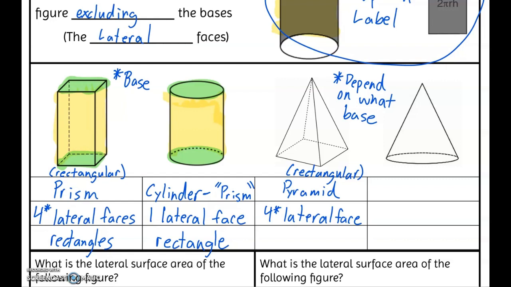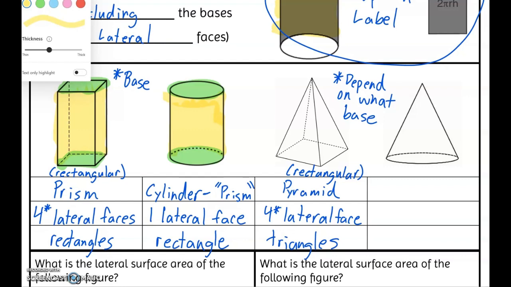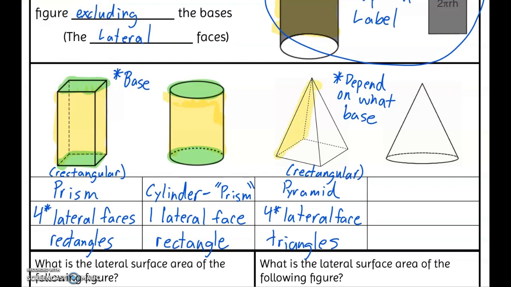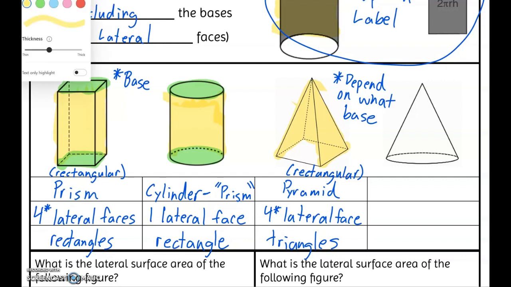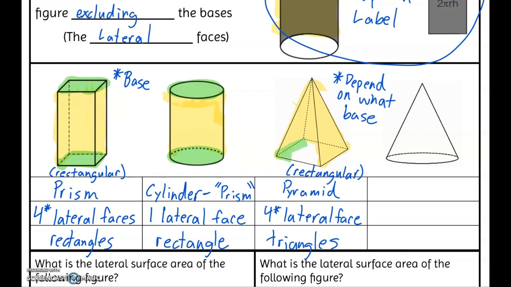Now here, the lateral faces are not rectangles. All of my lateral faces here are triangles. So we're going to highlight those triangles. So this right here is all of my lateral surface area, or my lateral area. And this is my base. So just that green area right there, that's my base.